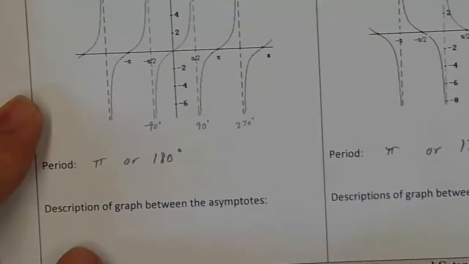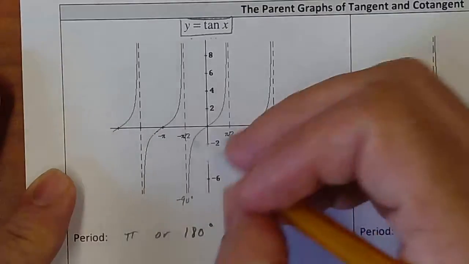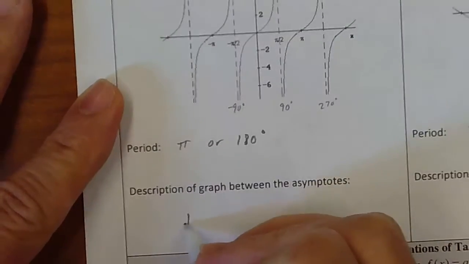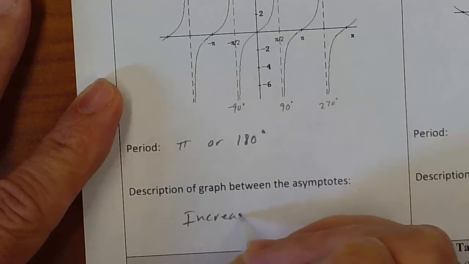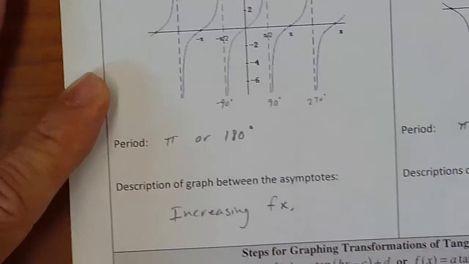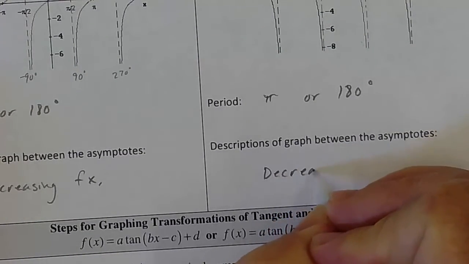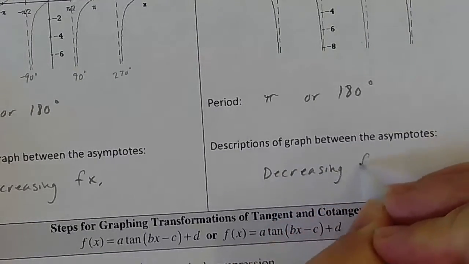So how would we describe what's happening with the graph between the asymptotes for tangent? It's an increasing function. Let's just keep that simple. Let's just call it an increasing function. Where cotangent, as we discussed, is a decreasing function.